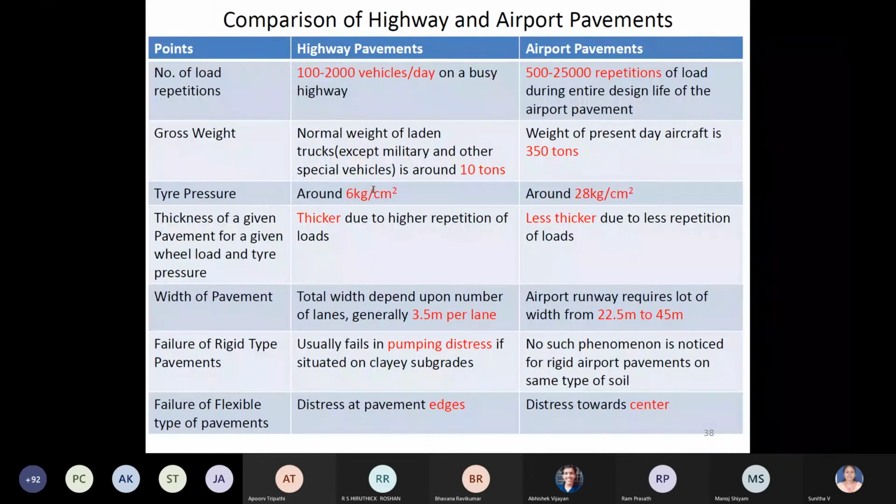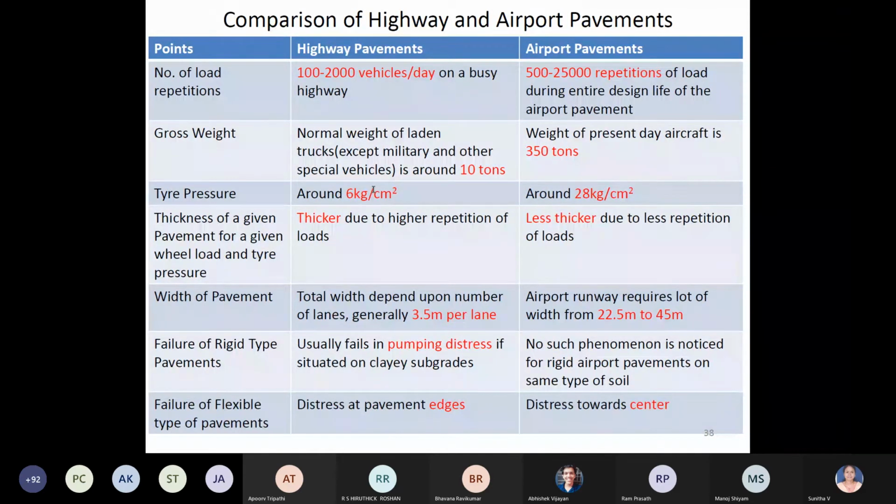All this you will be studying in your geometric design: the width of the different categories of roads. For multi-lane roads, each lane has 3.5 meters, so if it's a double lane road, you'll have 7 meters width. But for the runway, the width is 22.5 meters or even up to 45 meters. So the width is more in the case of airport or runway pavements.